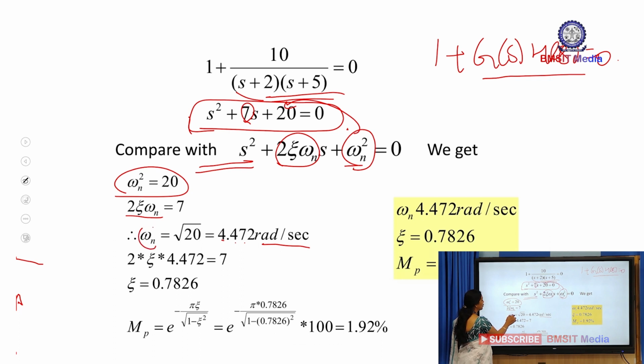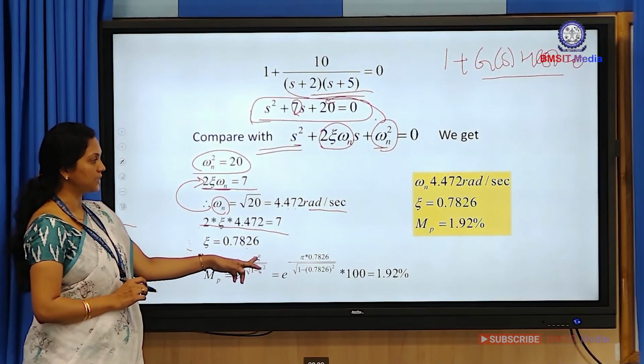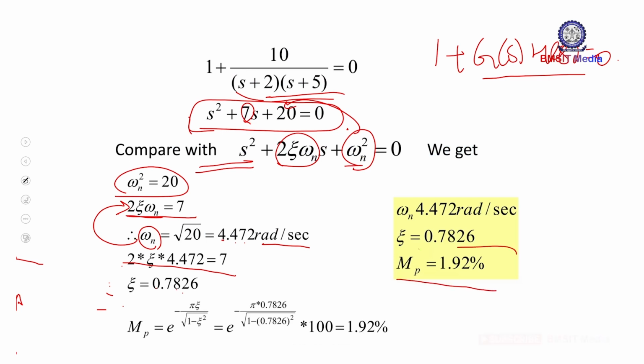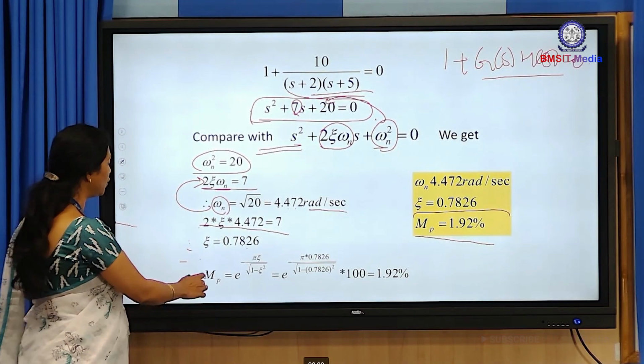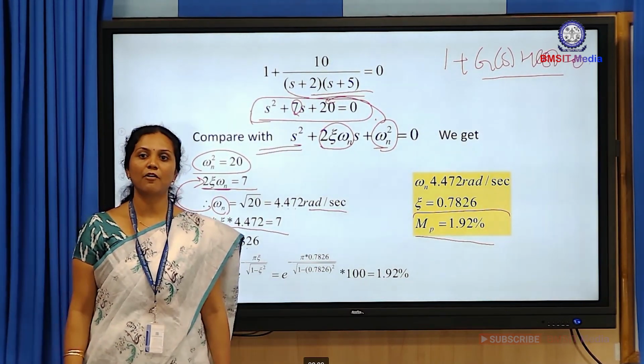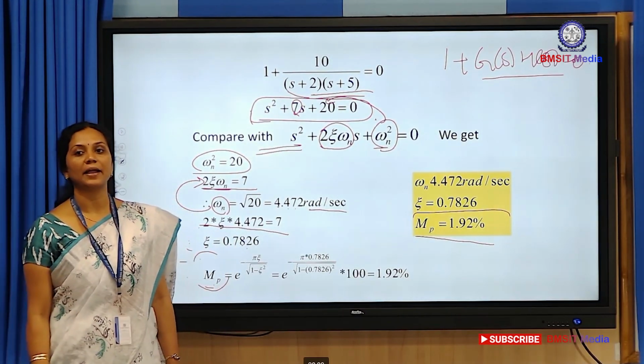Now since I got the value of omega n, I can substitute it in this equation, that is 2 zeta omega n is equal to 7. From this I can find out the value of zeta. So it is 0.7826. What have they asked us? I need to calculate the percentage overshoot that is obtained. So I need to calculate MP. What is the formula for MP? E to the power of minus pi zeta divided by root of 1 minus zeta square.